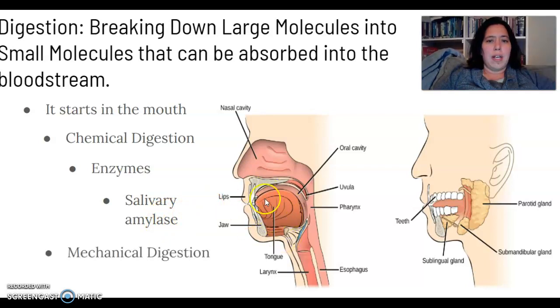The other way we start breaking it down, so our saliva starts breaking down those starches into smaller molecules of just monosaccharides and disaccharides, is mechanical digestion. So we help the chemical digestion by mechanically breaking down those molecules through the act of chewing, okay? You use your teeth. You also use your tongue to move and break down those molecules. So here's teeth and tongue.